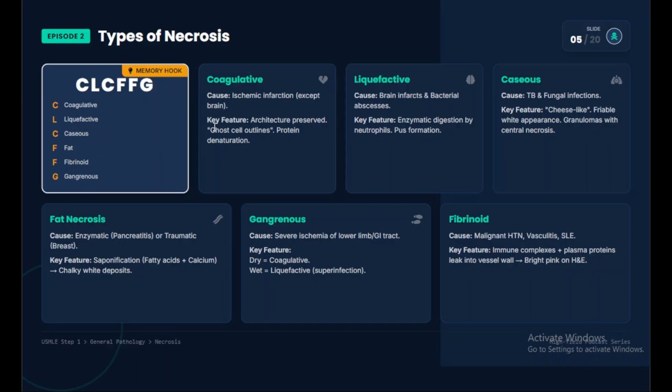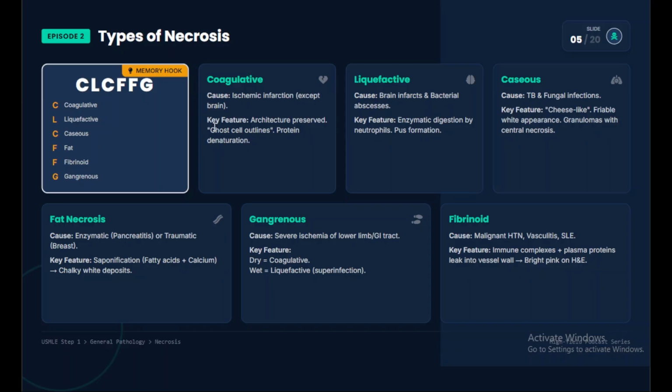Coagulative necrosis is equal to ischemia plus preserved architecture. This is what coagulative necrosis is. Now, if I talk about liquefactive necrosis, it is almost the complete opposite of coagulative necrosis. Here the tissue is completely destroyed. The cell architecture is completely destroyed.